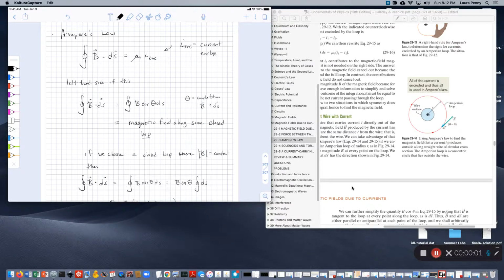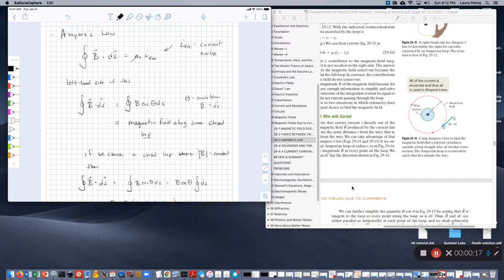All right, this is the last thing we're going to do in chapter 29. It's called Ampere's law, which is kind of part of one of Maxwell's equations. Not the whole thing, but it's part of it. Anyway, so Ampere's law looks terrible.